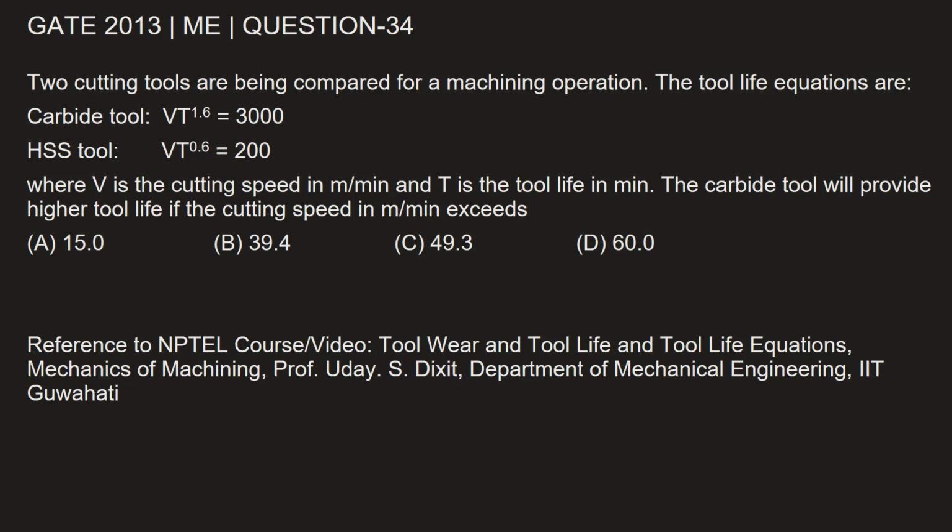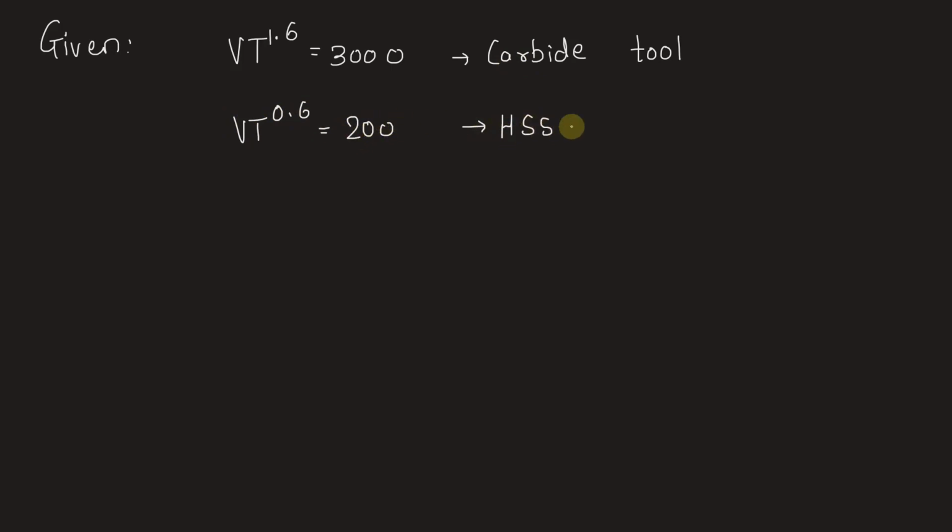Let's see how this will be done. These are the tool life equations given. VT^1.6 = 3000 is for the carbide tool, and VT^0.6 = 200 is for the HSS tool. Now we see that cutting speed is V for both of them, while tool life can be different. So let's find out the tool life using these equations first and then compare the tool life of carbide tool with HSS tool.